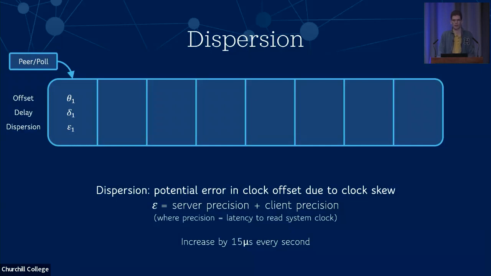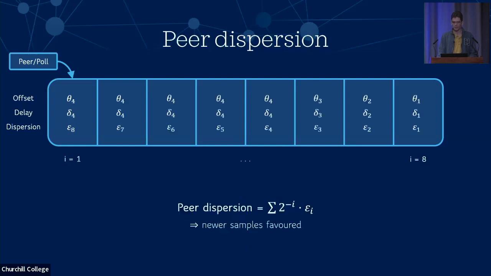And we increase this by 15 microseconds every second because over time the clocks could drift further apart because of that clock skew, so our error bounds have to increase to represent what the maximum error could be. So we do that for each of our 8 samples in the shift register, and we're now going to combine that into an overall peer dispersion for this server as a whole. And that is just the weighted sum of the individual dispersion values.